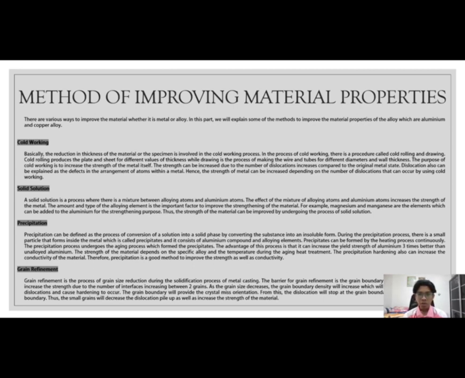In this process of cold working, there are two procedures which are commonly used, which are cold rolling and roving. Cold rolling produces plate and sheet for different values of thickness, while roving is the process of making wire and tubes for different diameters and wall thickness.